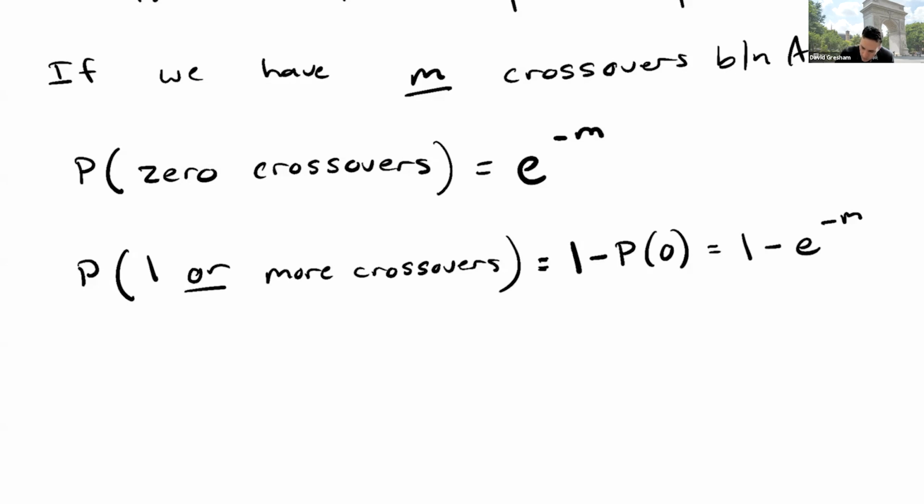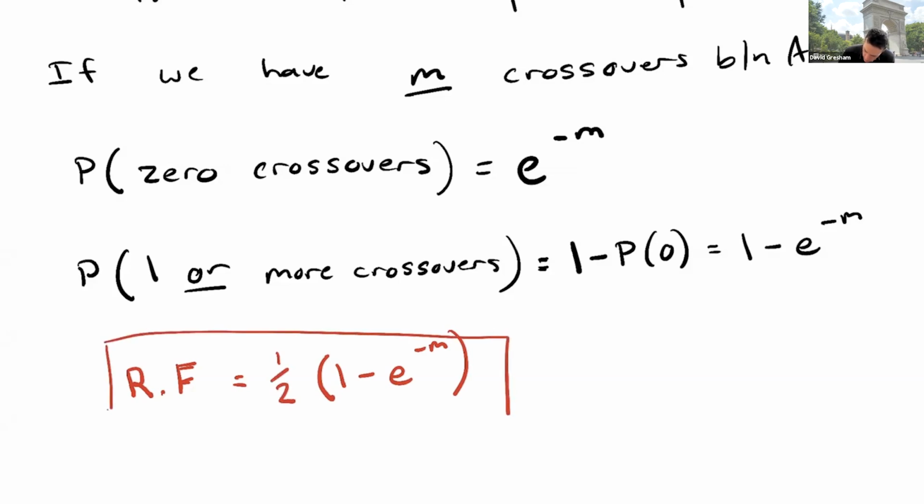And so Haldane proposed a modification of Morgan's mapping function, which maps the frequency of recombination to the map distance. He said instead that the frequency of recombination, or the recombination fraction that we observe, is equal to the probability of there being 1 or more crossovers, so the frequency of non-zero crossovers, multiplied by a half. And this is Haldane's mapping function.